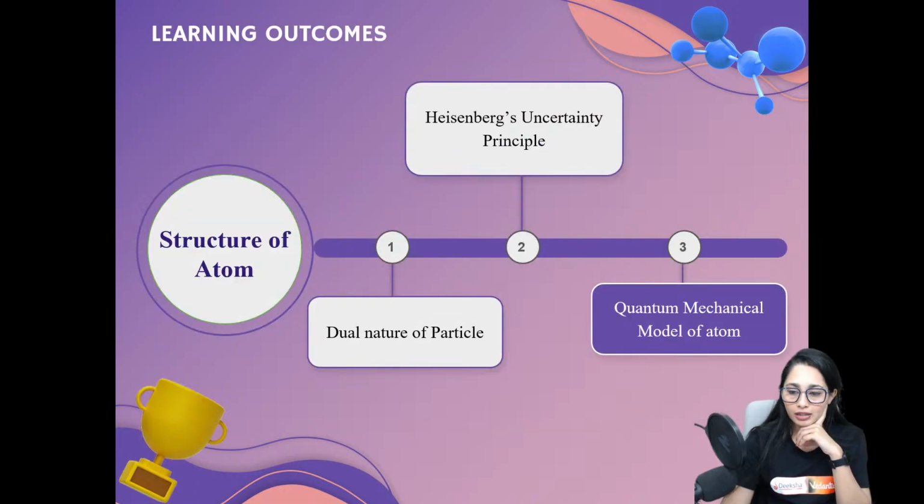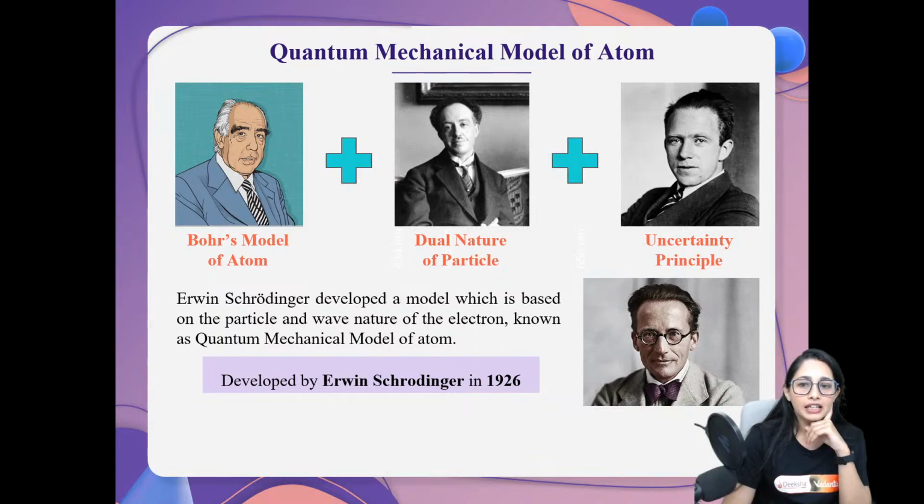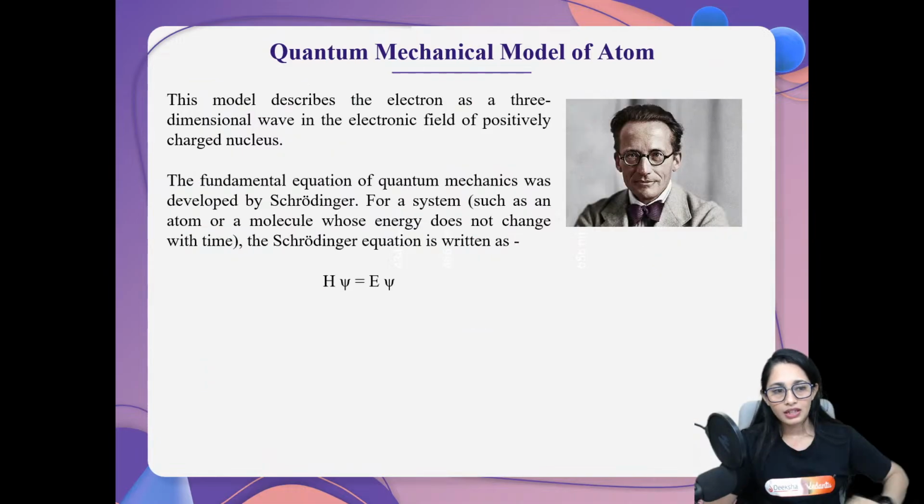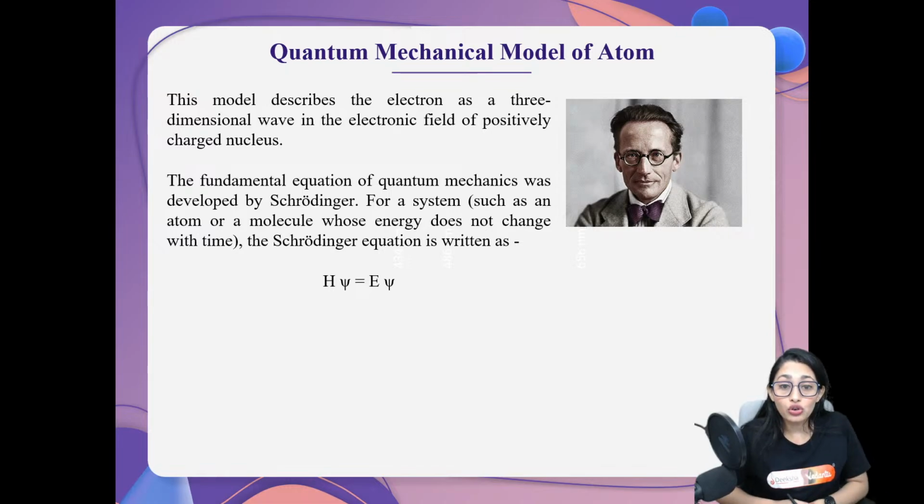Next, quantum mechanical model of atom. Bohr's model of an atom, dual nature of particle, and uncertainty principle, the gist of all these things were taken. Erwin Schrödinger developed a model which is based on the particle and wave nature of electron, known as the quantum mechanical model of an atom, in the year 1926. This model describes the electron as a three-dimensional wave in the electronic field of positively charged nucleus.